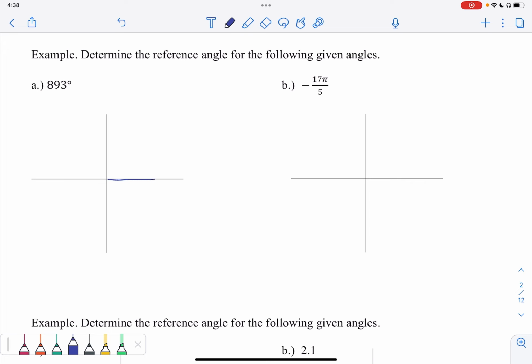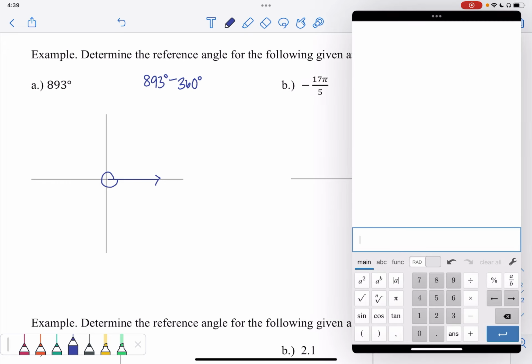So I'll still draw the initial side on the positive x-axis. And now I want to think about how many times I go around. So I know that one time around is 360 degrees. So if I just draw one time around, let's see how much I have left. Well, I like to think of that as 893 degrees minus 360 degrees. So I'll just go over to my trusty calculator, 893 minus 360.